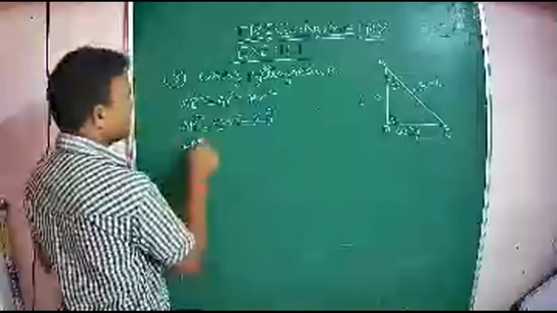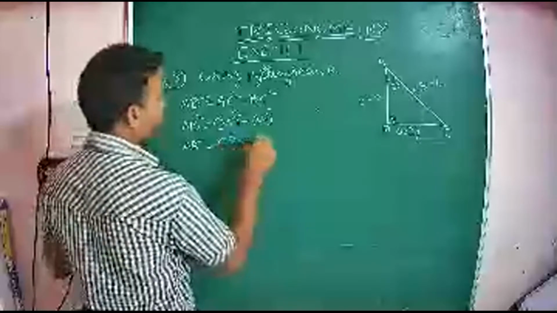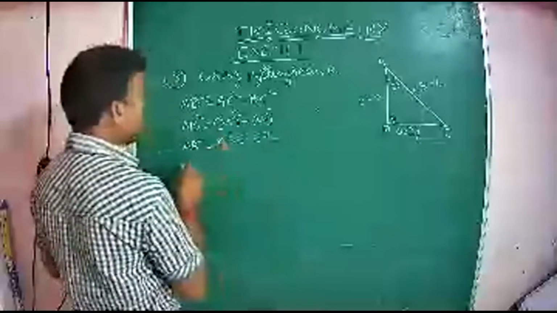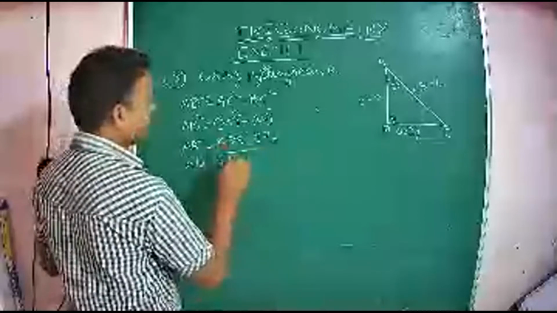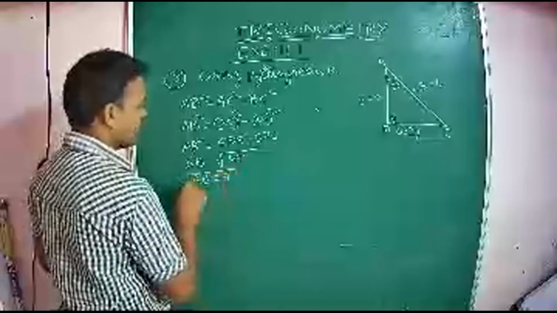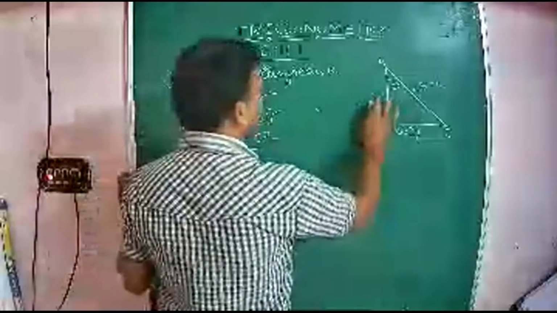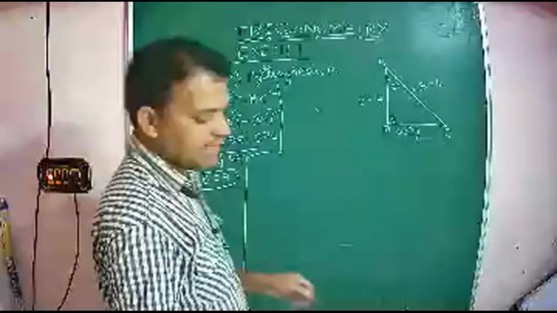Now AB square is equal to 625 minus 576. So AB is equal to the square root of 49. So the AB value will come, it is nothing but 7. The small c is equal to 7. Clear everybody? Okay, the value is 7.